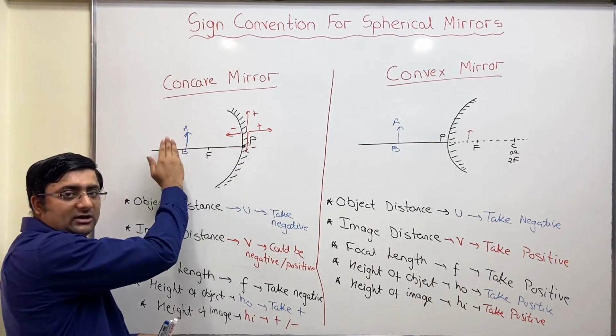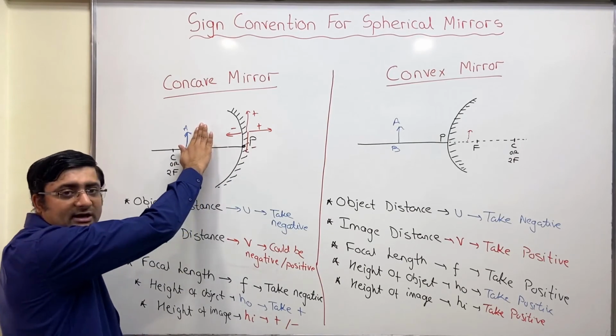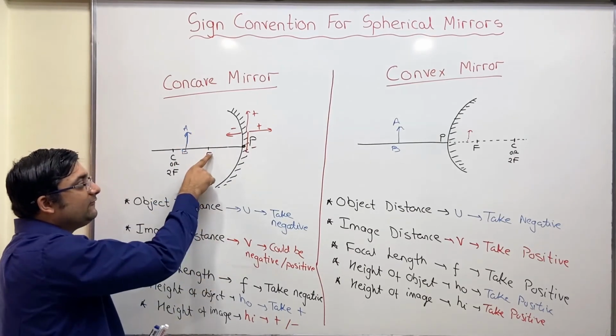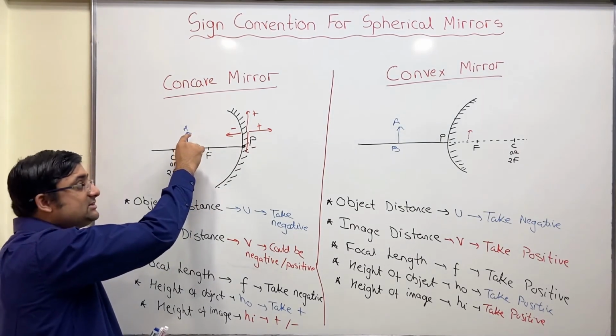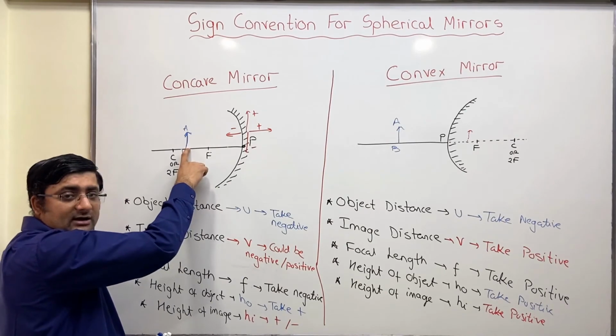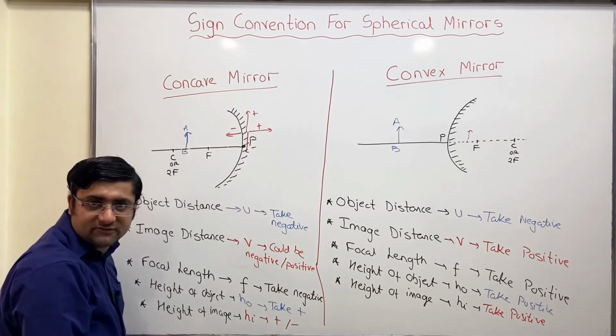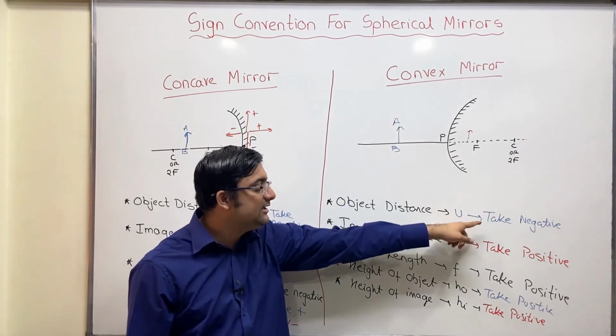So see guys, first we'll talk about the object distance. Object is always to the left of the pole, hence negative. Image could be here, hence positive or negative. Focal length, focus is to the left of the pole, hence always negative. Object height, it's always above the principal axis, positive. Image could be inverted, negative, or erect, positive. Is this clear? Similarly, convex mirror, object is always towards the left, hence negative.